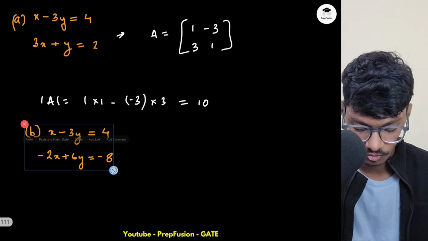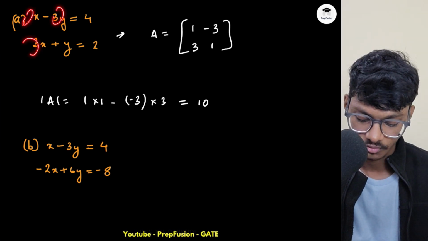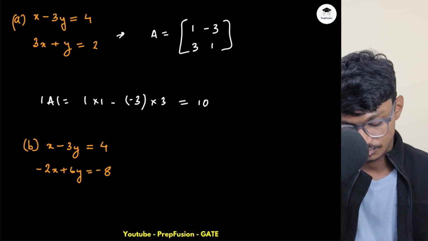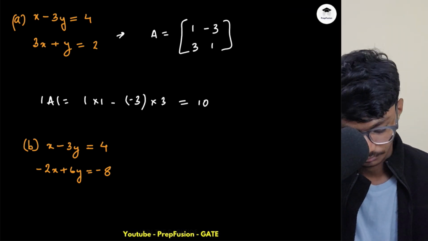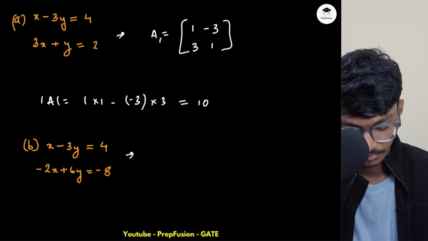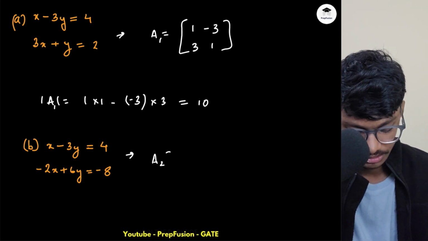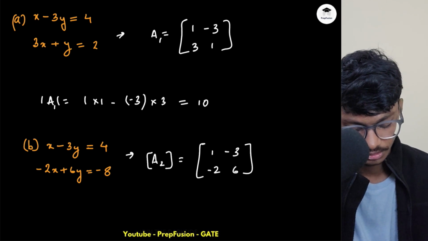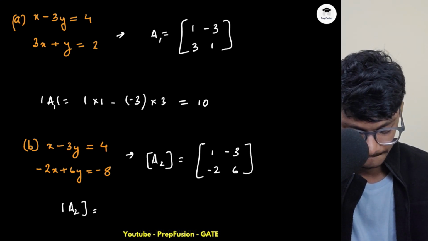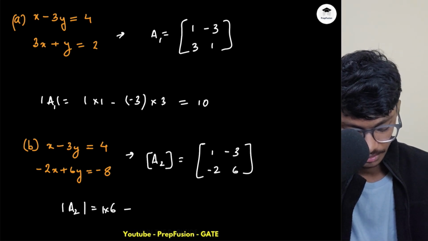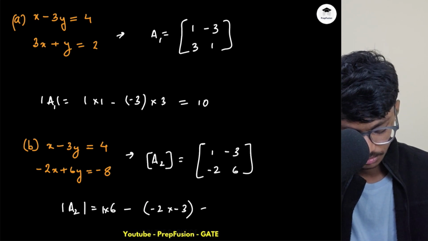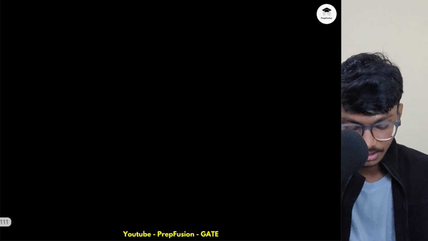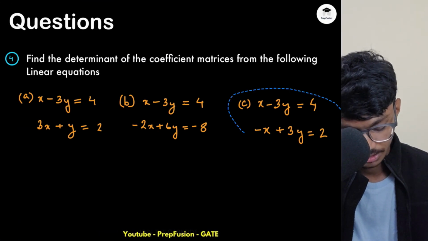Just doing the coefficient matrix. What is the coefficient matrix? The coefficient matrix is made of the coefficients of these x and y variables. So again here let me name this as A1, and let me name this as A2. So this will be [1 -3; -2 6]. So here the determinant of A2 will be 1 times 6 minus of minus 2 into minus 3, so it will be simply 0. Okay, something interesting is happening here. Next, for the C case.